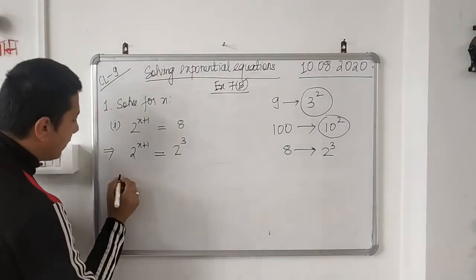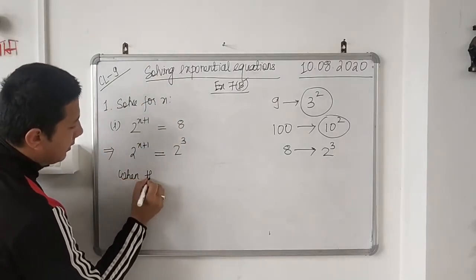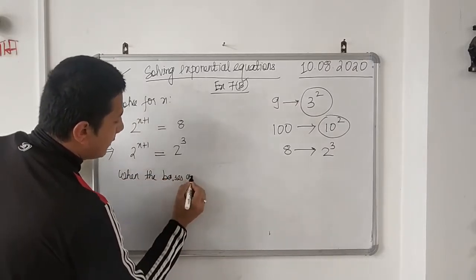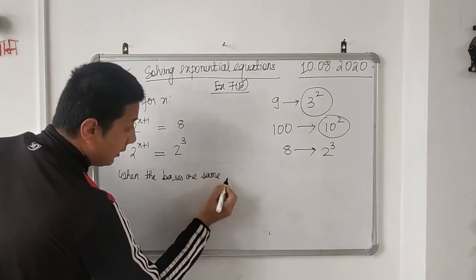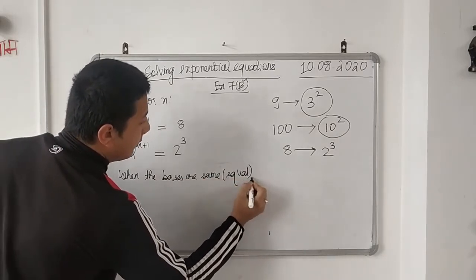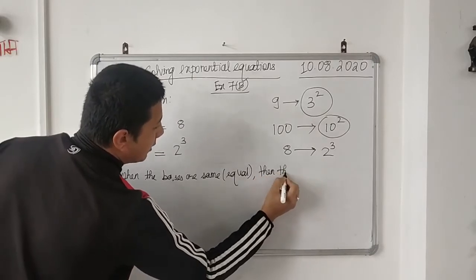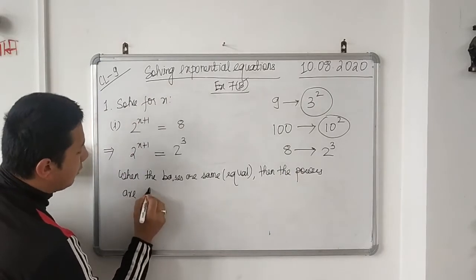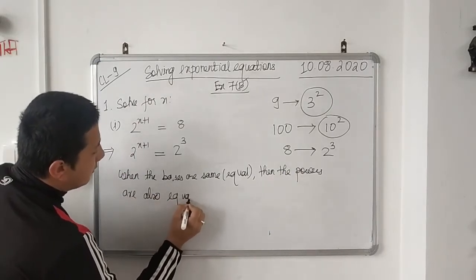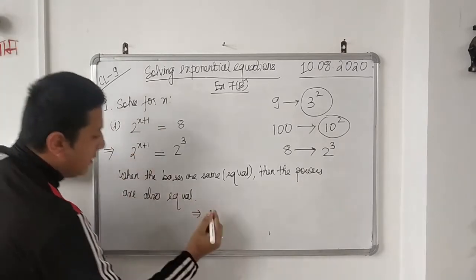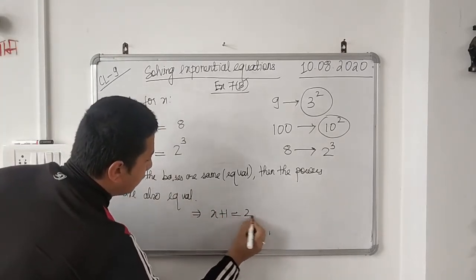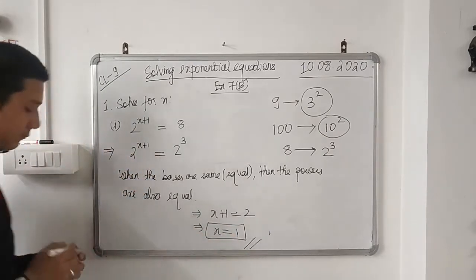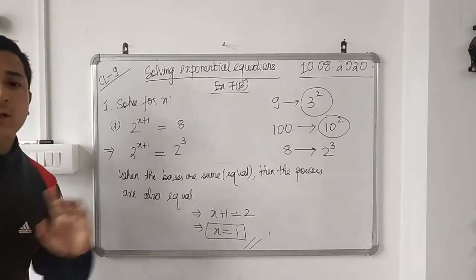Okay, there's a rule. When the bases are same or equal, then the powers are also equal. So therefore this implies that powers equal means x plus 1 is equal to 3, and the value for x is 2. Are you clear?